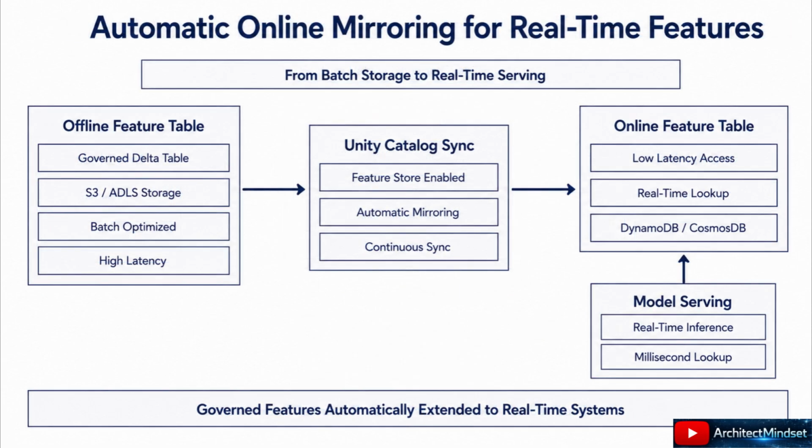A standard governed table sits in cold cloud storage, which is too slow for real-time applications. But when you flag a governed table as a feature store, Unity Catalog can automatically mirror and sync those features to an ultra-low latency online table for millisecond lookups during real-time model serving.